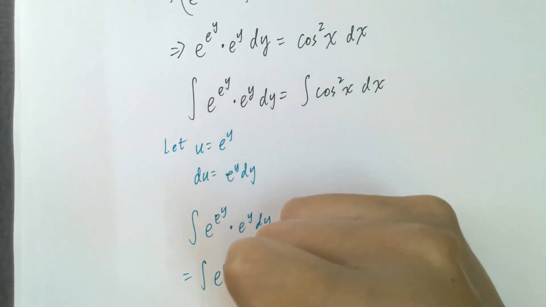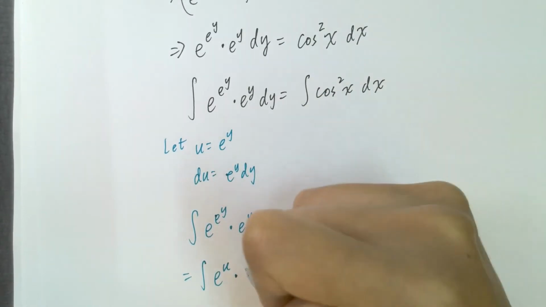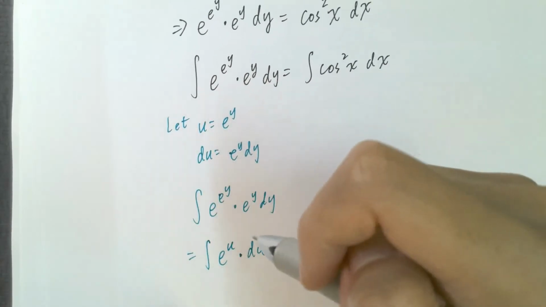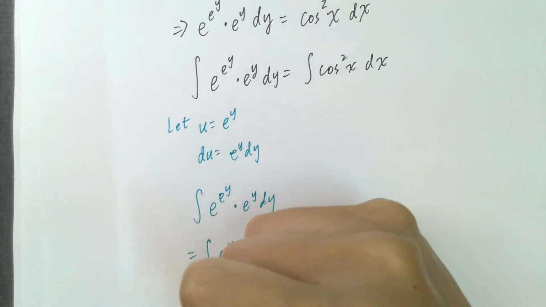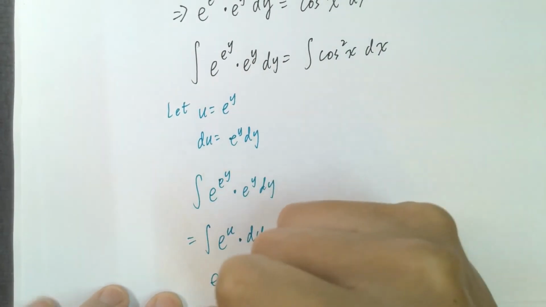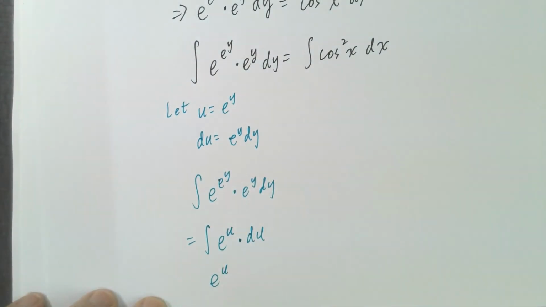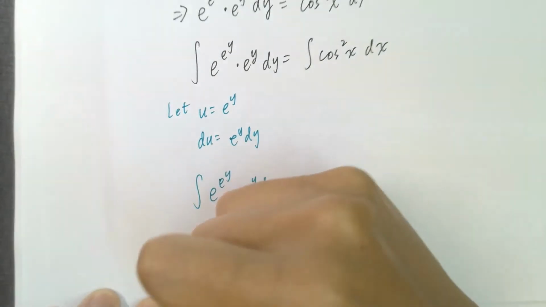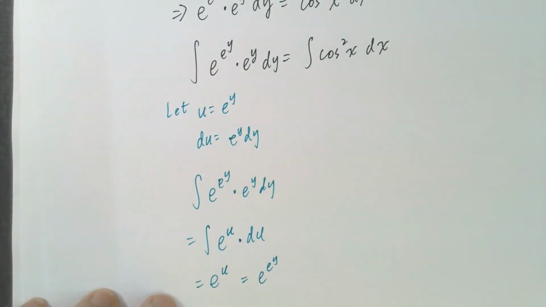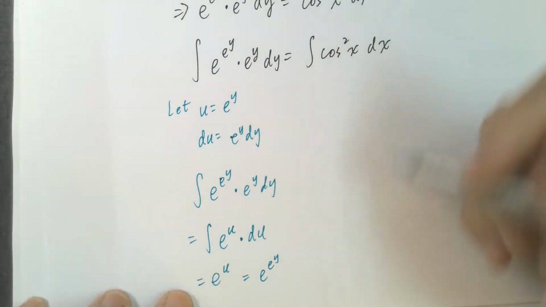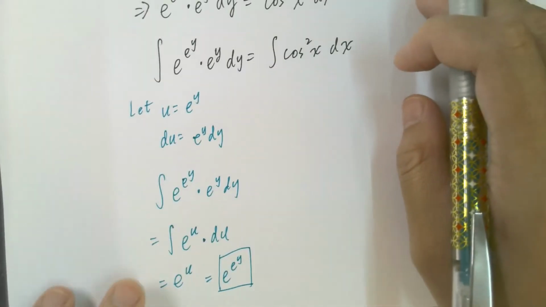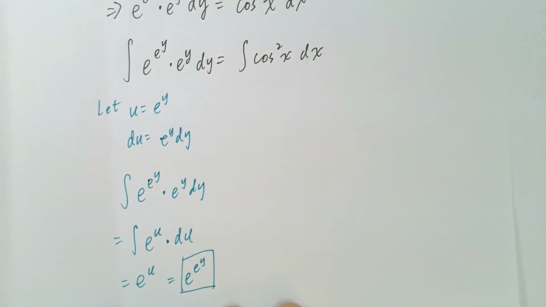e^u, and then du, right? That's cool, which is to say that we can just integrate this directly, and that comes out to be e^u, right? Of course, plus C if we want, but we can deal with that later. And this is just equal to e^(e^y). So on the left-hand side, we've come up with this as our final solution for our integration.